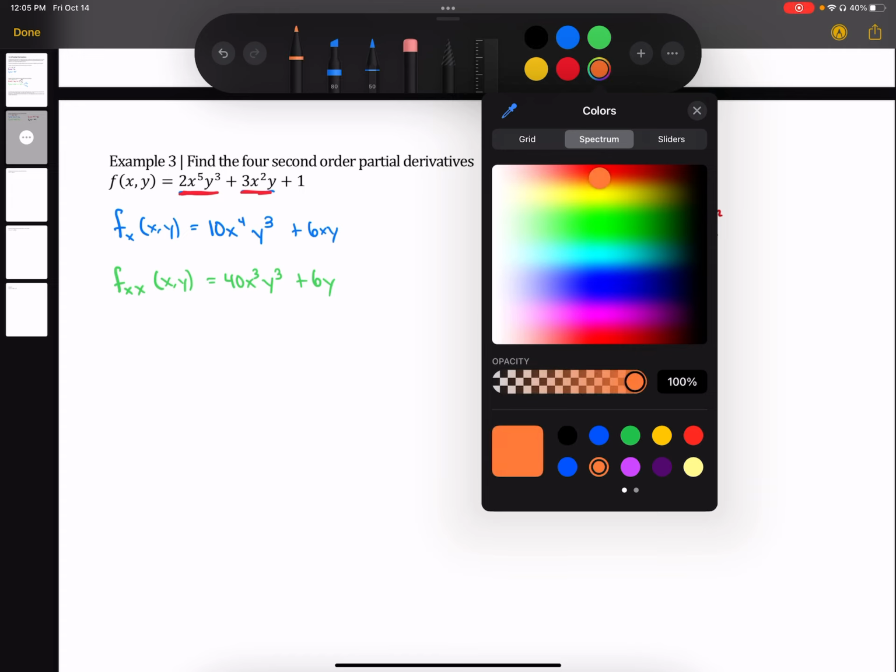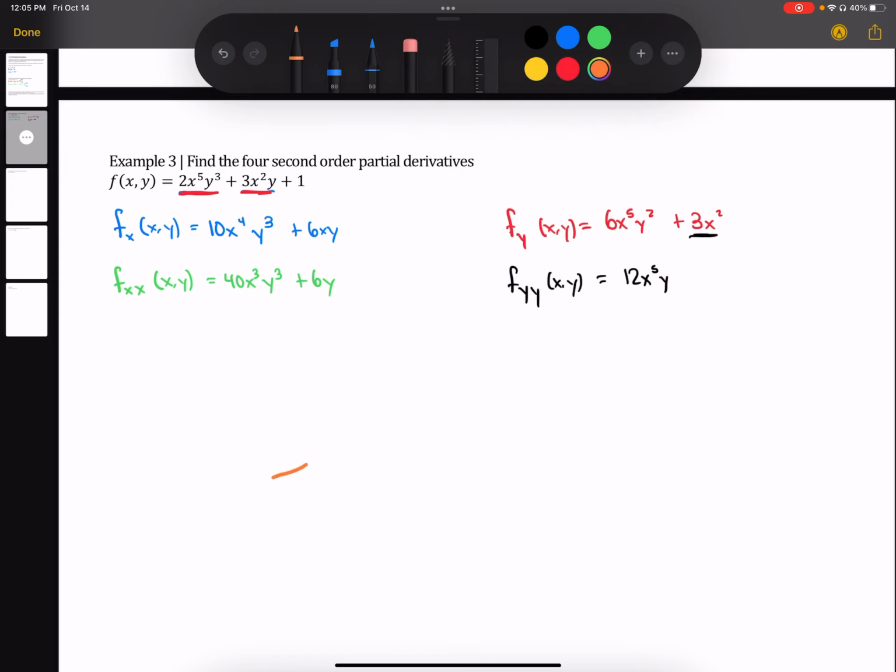And so our second derivative, the derivative of the first order partial derivative with respect to x, our fxy of xy, is going to be, so now we're taking the derivative of this equation with respect to y. So 3 times 10 is going to be, we're going to get 30x to the fourth y squared plus the derivative of 6xy is 6x.